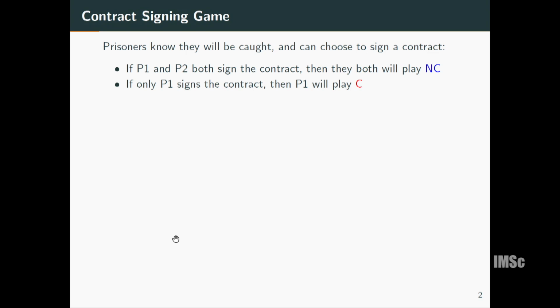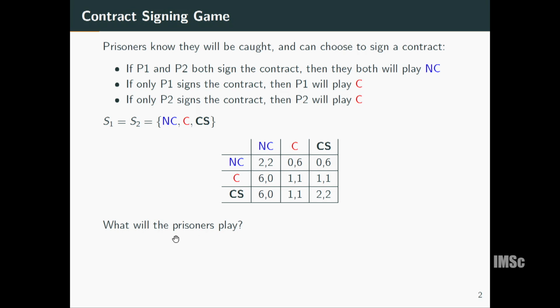If P1 signs the contract but P2 doesn't sign, then P1 will play C. So it should be: if P1 is willing to sign the contract but the other person is not signing, then I will play C. Similarly, the other way around, if only prisoner 2 is willing to sign the contract and P1 doesn't sign, then it will play C. We need this in order to complete this table. So what this table does is add one extra row and one extra column which represent the contract signing. The reason we need these two is to complete this table.